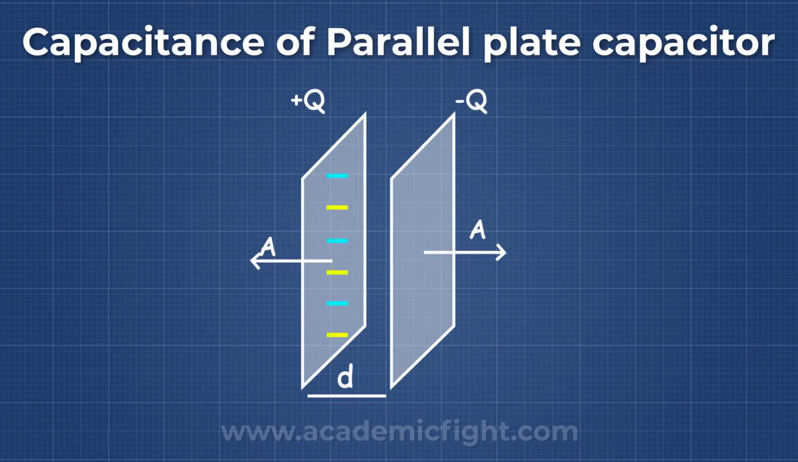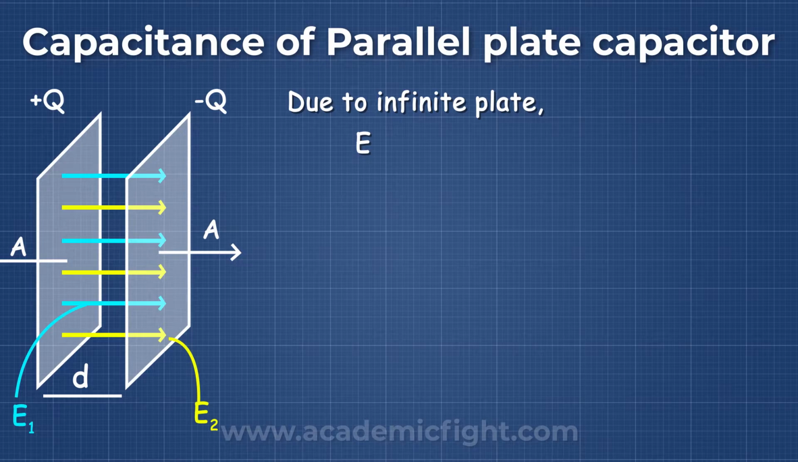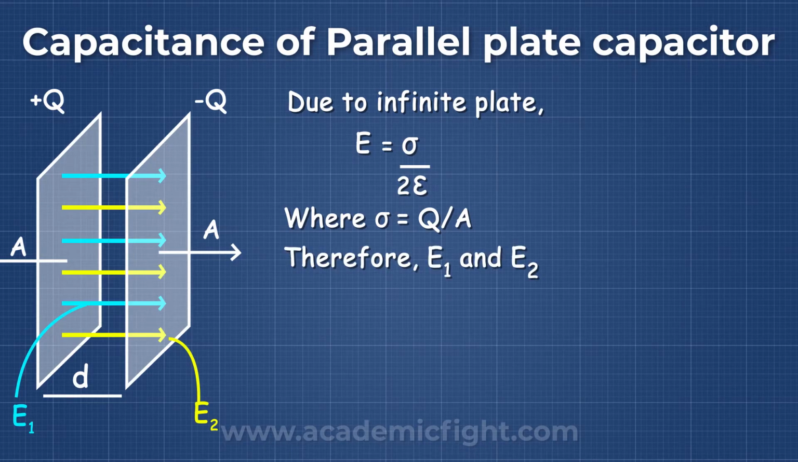Now due to two plates, there will be two electric fields. One because of the plus Q plate, and the other due to the minus Q plate. And the direction of both the fields will be the same. Let's say one electric field is E1, and the other one is E2. We have learned from the previous videos that due to an infinite plate, the electric field is equal to sigma by 2 epsilon, where sigma is the total charge per unit area. Therefore, E1 and E2 are equal to sigma by 2 epsilon.